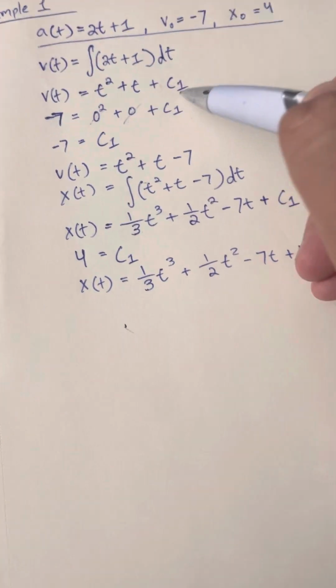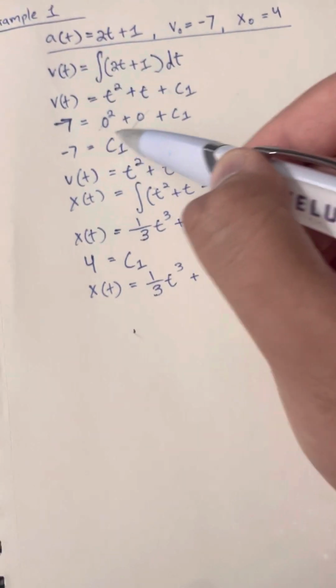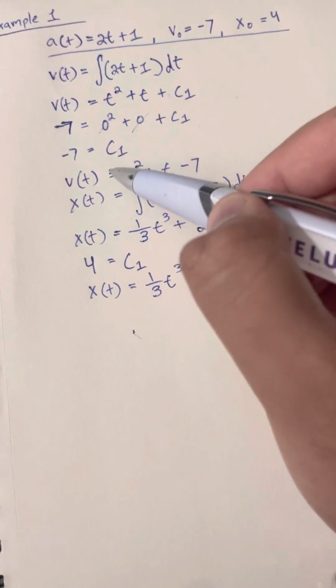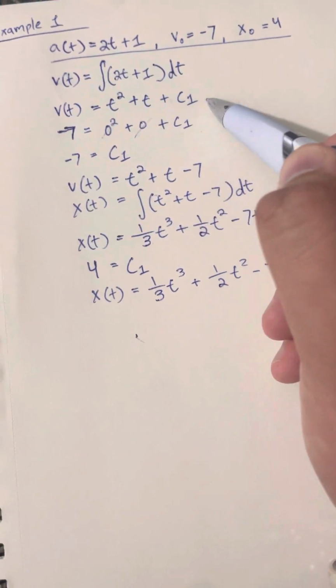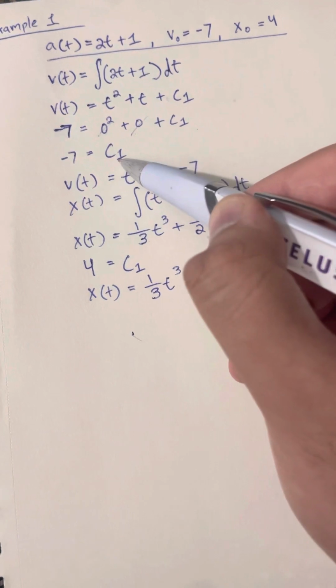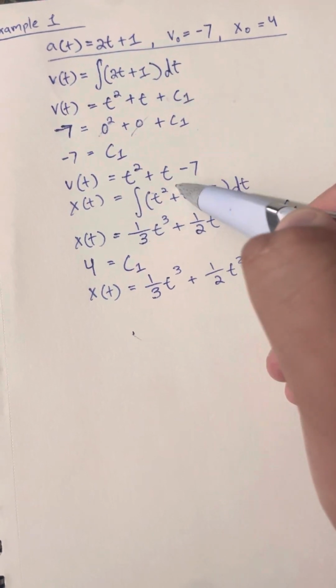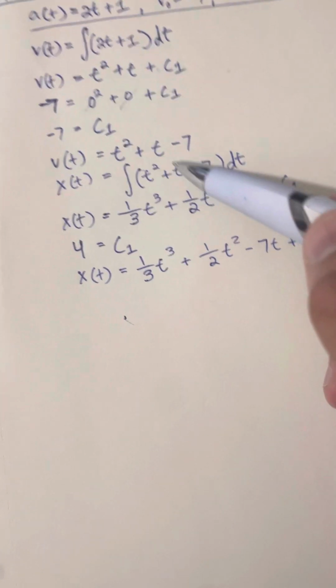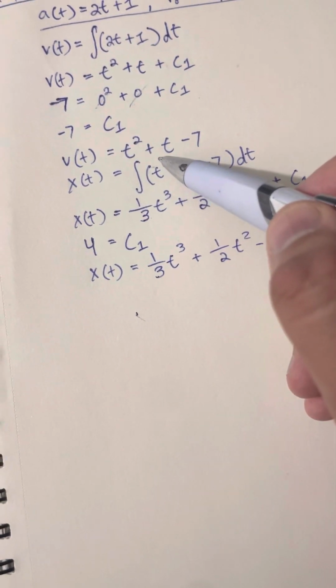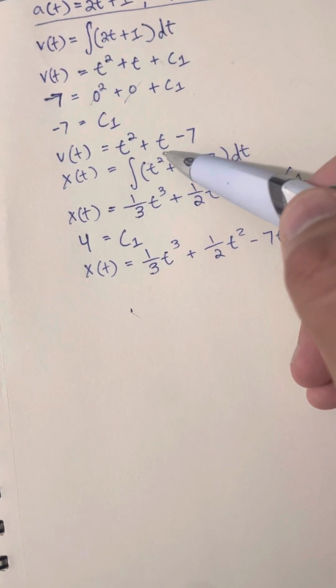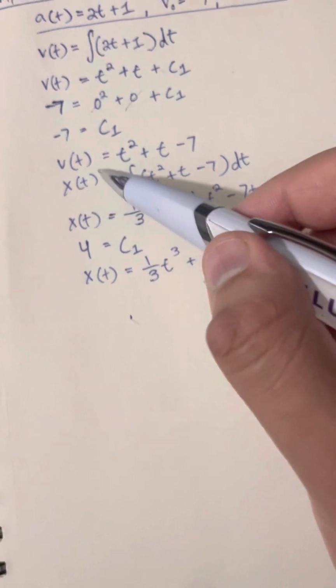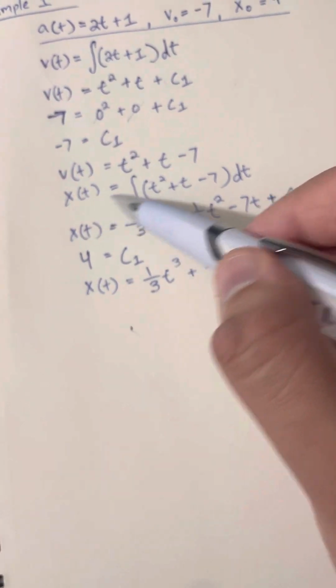So instead of writing c1, we can rewrite this constant as what we know it as, which is -7. It's the exact same equation, but now that we know what c1 is, we replace c1 here with -7. And now from the velocity function, we have to take the integral so we can arrive at the position function. So we'll do that again.